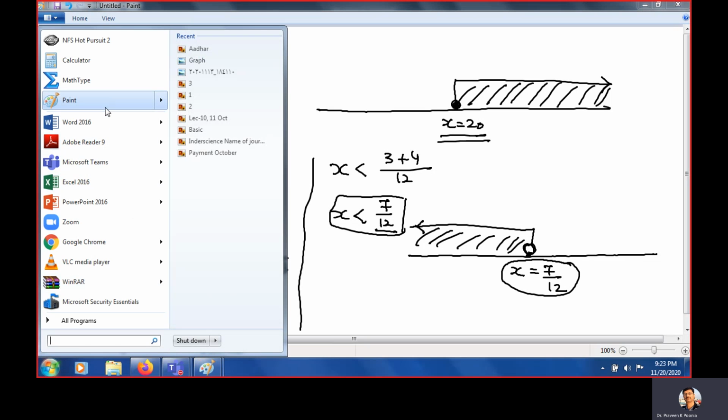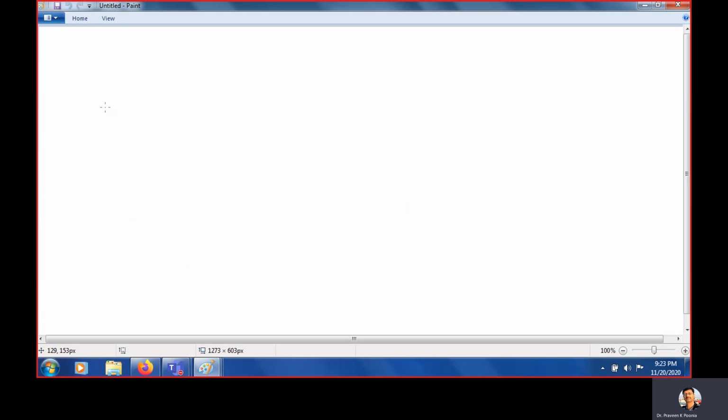Okay. Now we will take example number 4. You will learn a different idea. What is it? Minus 4x is less than or equal to minus 16.